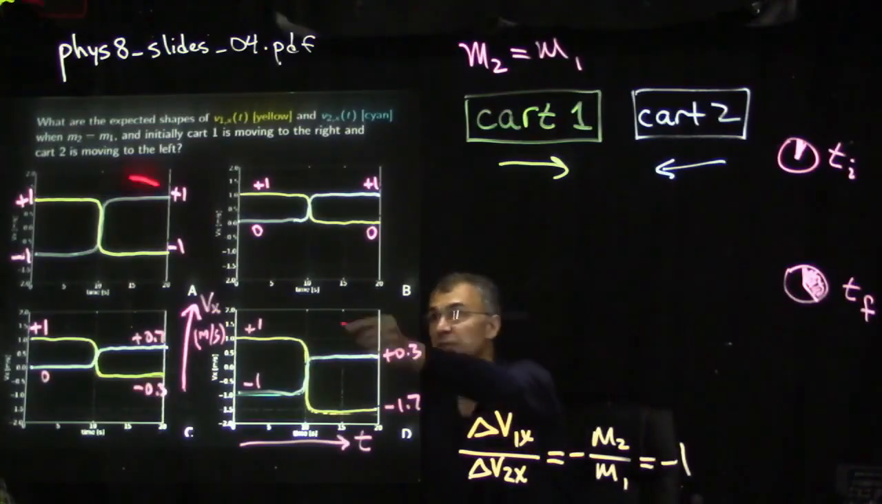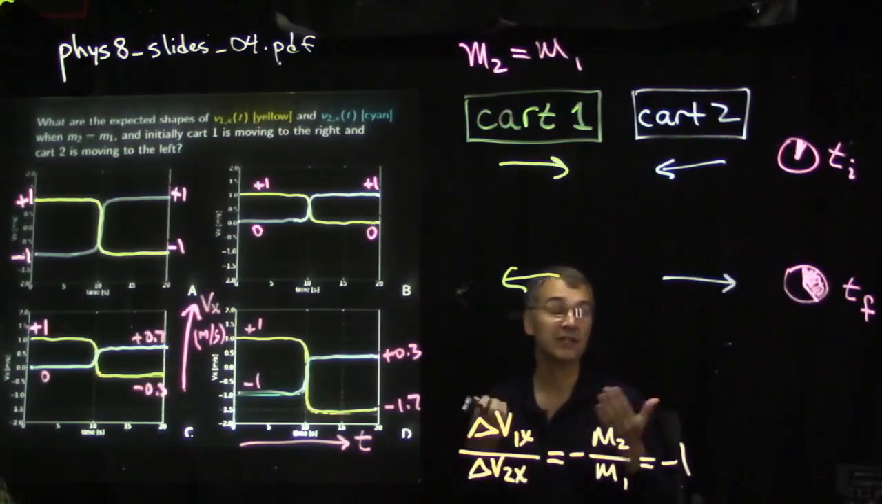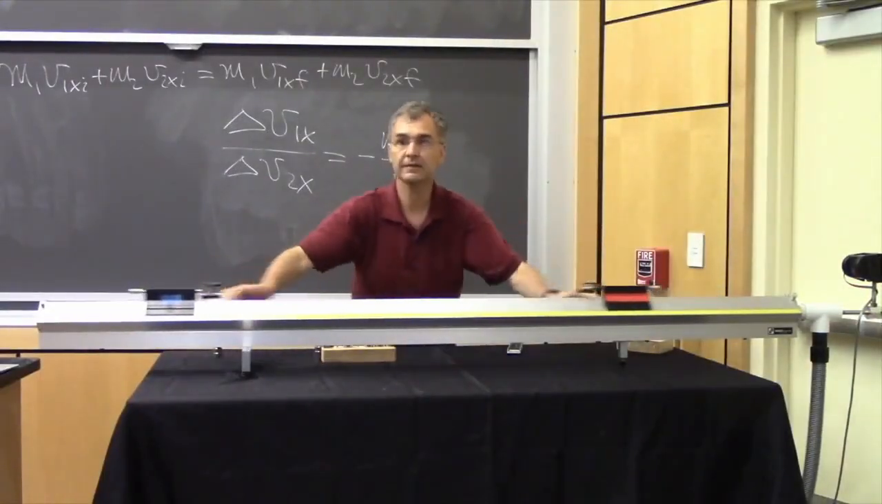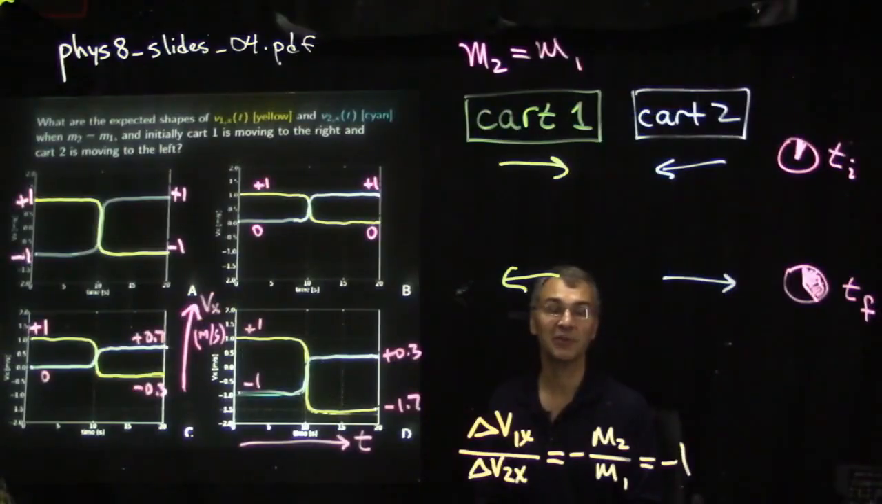So what we expect to see is that after the collision, cart 1 will be moving to the left, and cart 2 will be moving to the right. The 2 carts will essentially just trade velocities. Let's watch the clip. It does seem from the clip that the 2 carts did, in this case, basically just trade velocities.